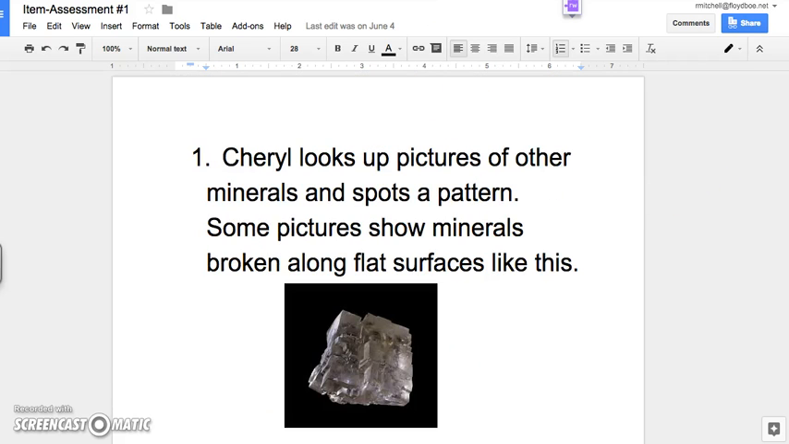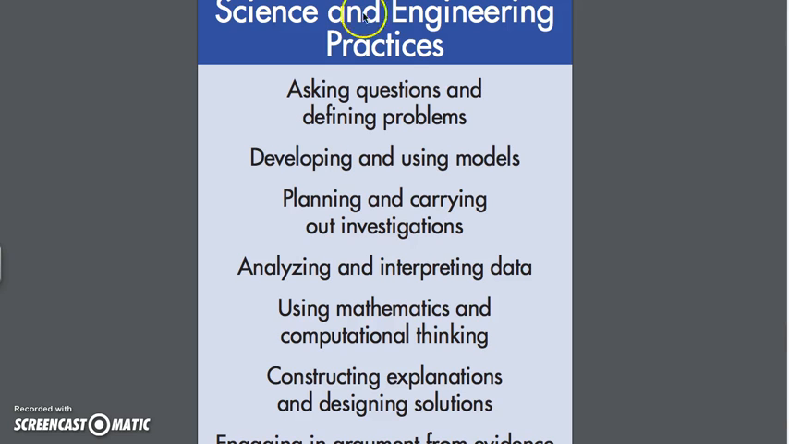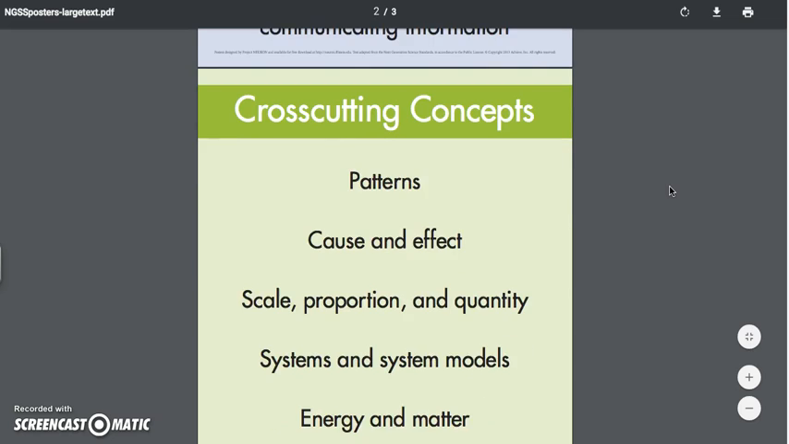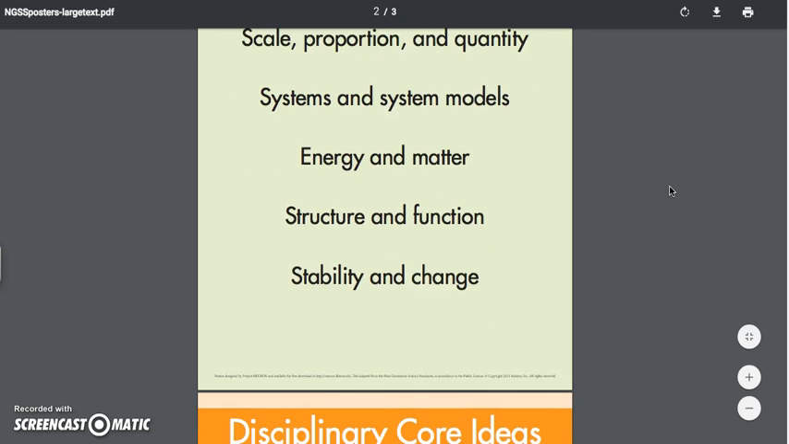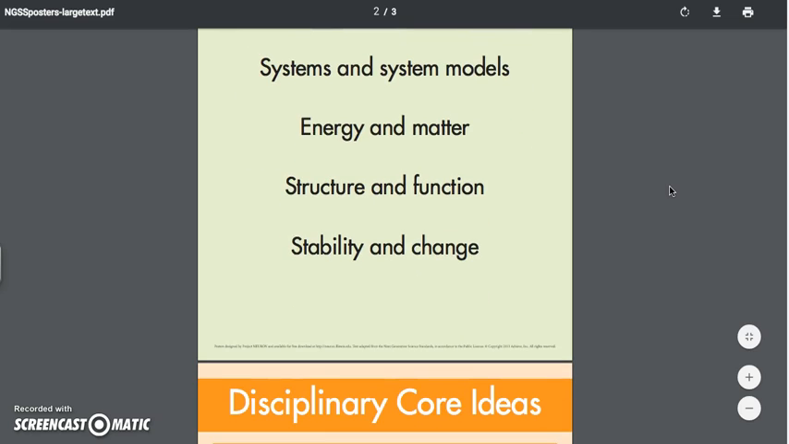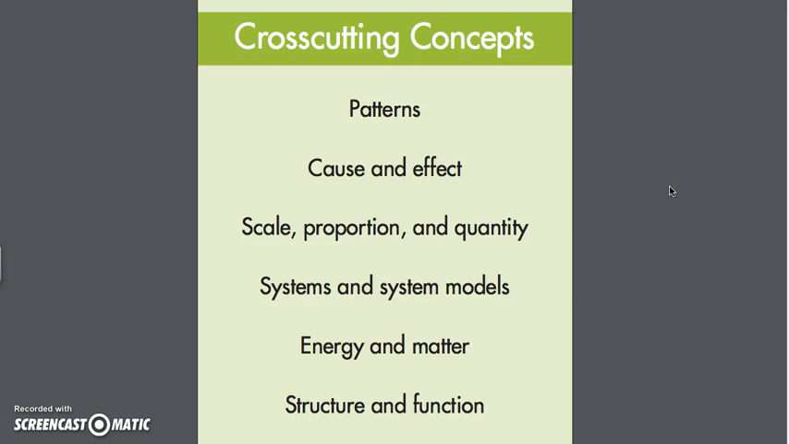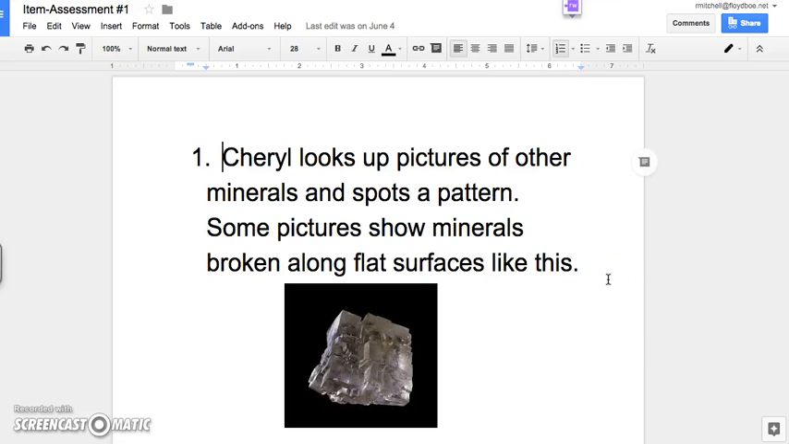Now there was something else that was mentioned here. Item clusters should have at least 2 dimensions to each question. Here are the dimensions. We have the science and engineering practices. There are 8 of those. We have cross-cutting concepts. There are 7 of those. There are also disciplinary core ideas, which in our instance is just going to be the content. So if you have content, you're going to have at least one of the 3 dimensions. And since this is about minerals, you do have content here.